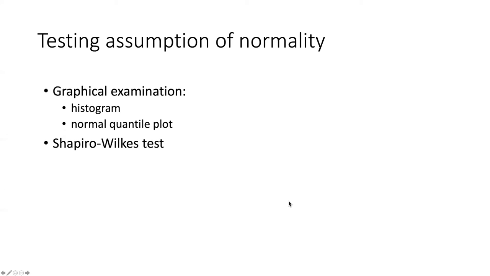If we want to test the second assumption of the t-test of means, the assumption of normality, there are several ways that we can do that. We can do it graphically by either generating a histogram or a normal quantile plot. We can also carry out a statistical test called the Shapiro-Wilk test, and that will actually give us a numeric assessment of whether our data are normal or not.